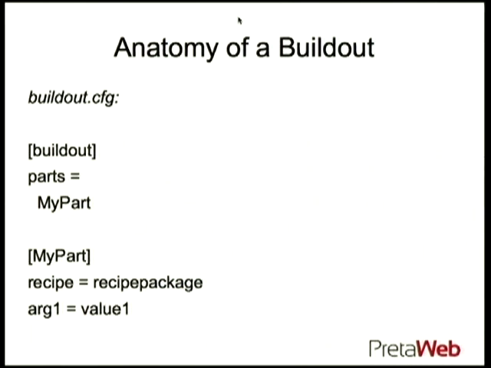So then you've got a whole bunch of these parts. You can name it whatever you want in the parts section. If it's referenced in the parts equals, then it's going to execute that particular part. All parts don't have to have a recipe, but if they have a recipe equals, then that is an easy installable package, probably on PyPI. The recipe is a package that says, I know how to do something in buildout world. Then you have a whole bunch of arguments to it.